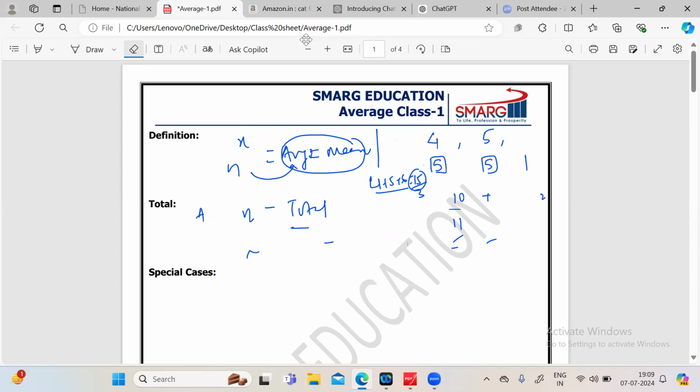Like one of those cases is if the numbers are like this: 42, 41, 39, 43, and let's say 46 is there. If these five numbers are there, and if you want to calculate the average, so now what you know is that you don't have to add everything and divide it by 5. Of course, you can calculate it by that formula also.